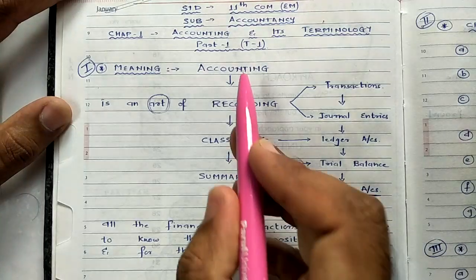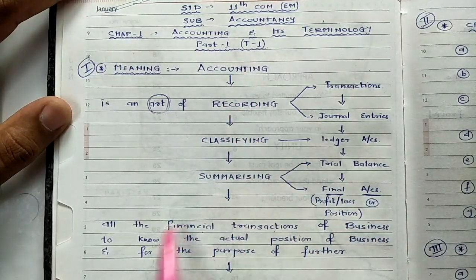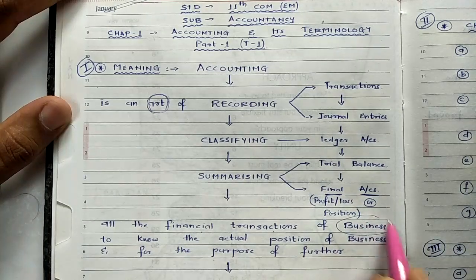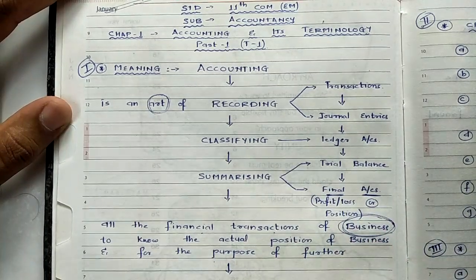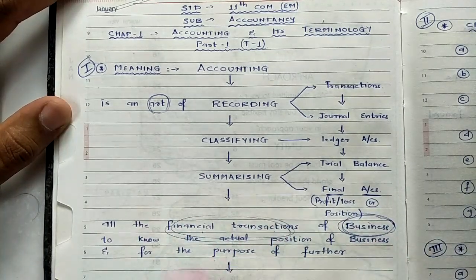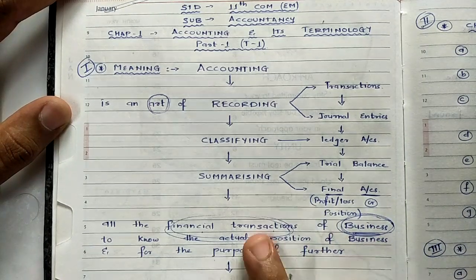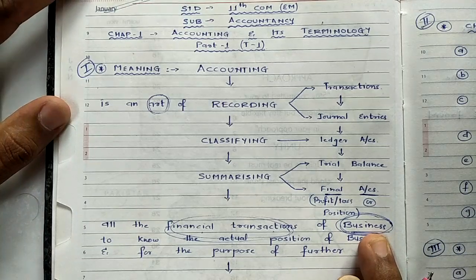So again, it was the art of recording, classifying and summarizing all the financial transactions of business. This is again very important: the financial transactions we are speaking about should be strictly related to the business organization. That means we should not consider our personal transactions in the business, or business transactions in our personal life. We have to strictly consider the financial transactions of the business only.